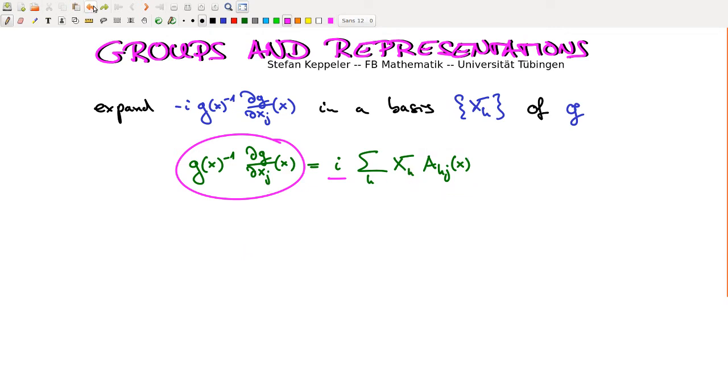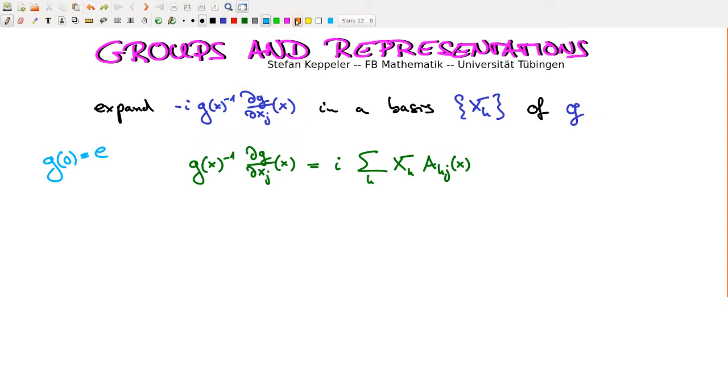But why is this possible? So is this object here in the Lie algebra? Well, intuitively, maybe we would say, if g of 0 is the identity, then this one here is also just the identity, and here we take the derivative of a curve at the identity, so we get something that's in the Lie algebra.